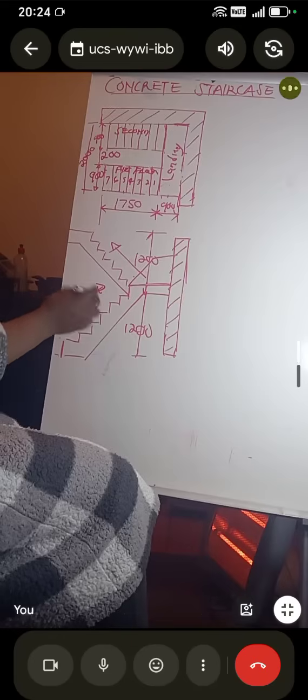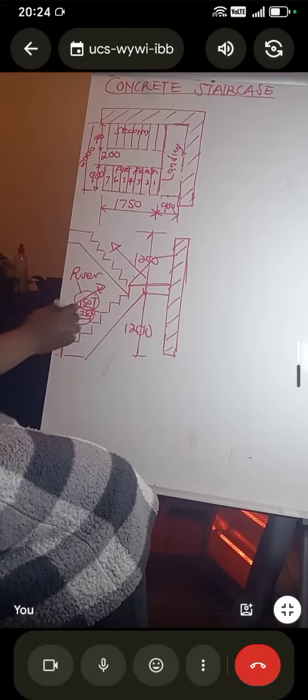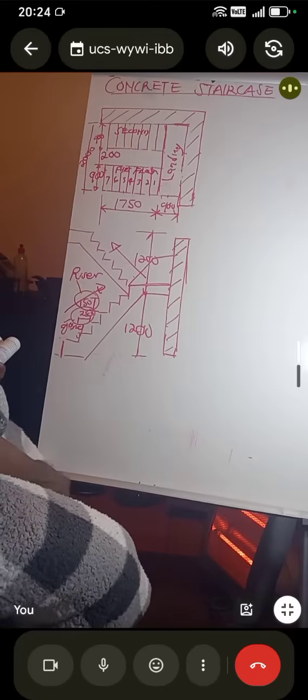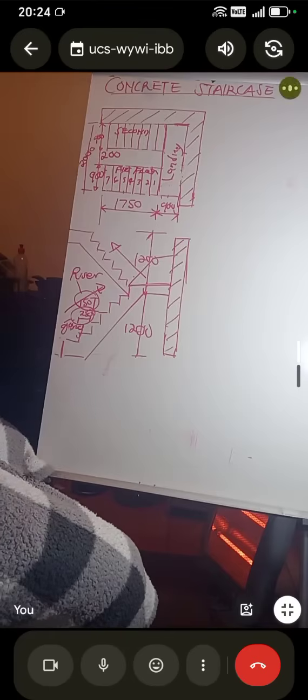So we are given 150, which is a riser, and this is a going. Don't get confused when you go to construction. Sometimes they say they oppose this thing, a riser and a going, and then we are given the run.